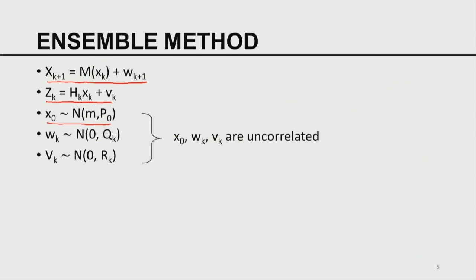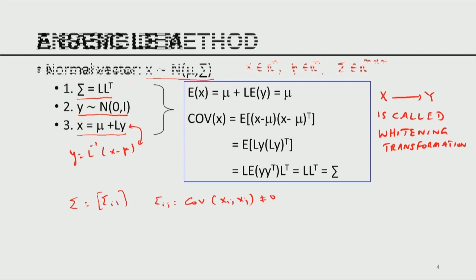Why does this make sense? Please go back to the slide here. Equation 3, what does it say? X is equal to mu plus Ly. If Y is from unit normal, in order that X is from normal with mean mu and variance sigma, I need to be able to transform Y using an affine transformation, mu plus L y, where L is the Cholesky factor of sigma.